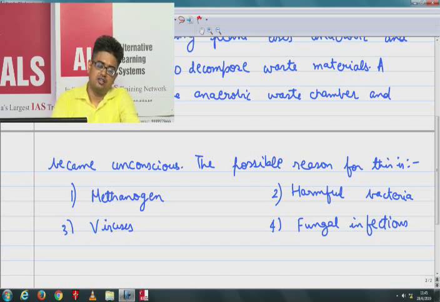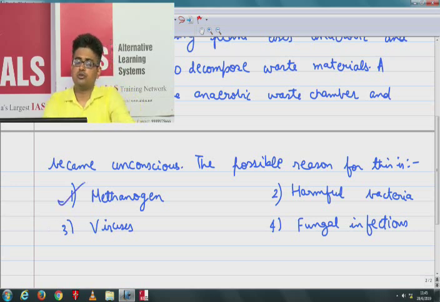Yeah. Answer is methanogens. So please be very clear. Methane gas is a poisonous gas. Not a very toxic poisonous gas, but if inhaled in large amounts, a person will become unconscious. So an anaerobic waste chamber produces a large amount of methane along with some other gases, but methane is the main component because archaebacteria are the only bacteria that will be able to do this job.